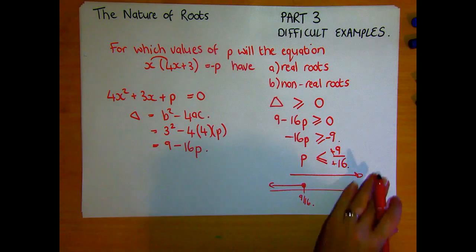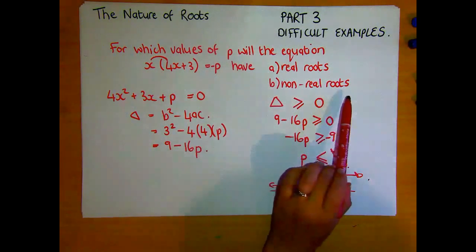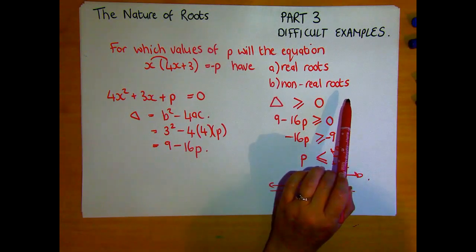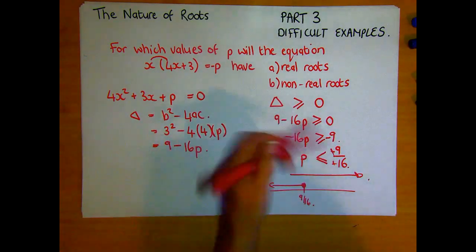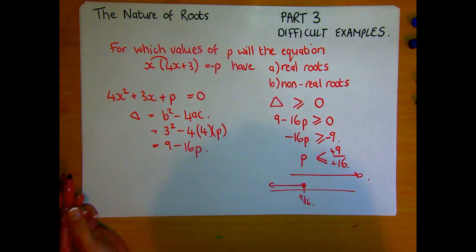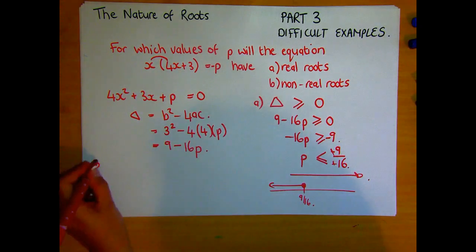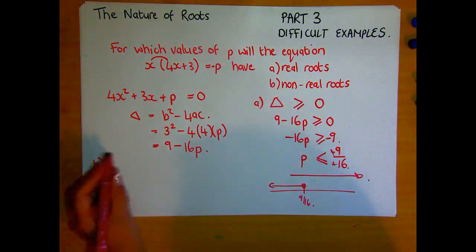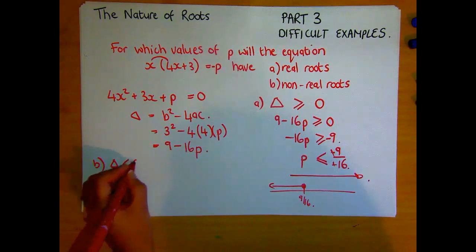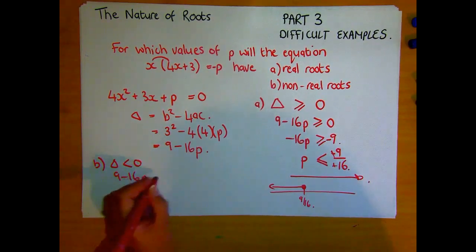Okay, I haven't quite finished this yet, because I also need to say when it has got to have non-real roots. Now, for non-real roots, I know that delta has to be negative, right? And I can fit this in because I've actually done most of the working out already. So that was question A. For question B, I know that this delta must be negative. So delta must be less than 0, okay? Which means that 9 minus 16p must be less than 0.